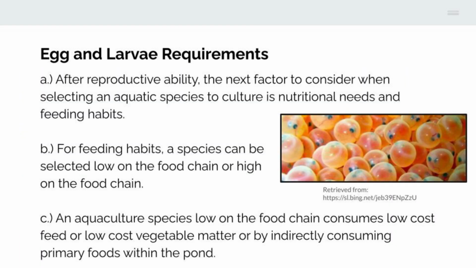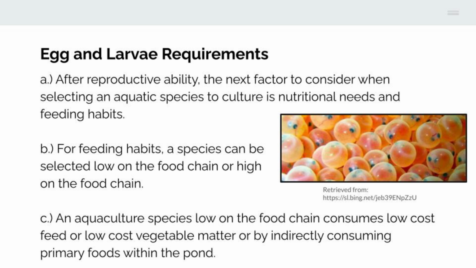After reproductive ability, the next factor to consider when selecting an aquatic species to culture is nutritional needs and feeding habits. Eggs and larvae require appropriate nutrition to develop properly. Understanding their feeding needs helps ensure high survival rates and strong growth performance. For feeding habits, a species can be selected that is low on the food chain or high on the food chain. Some species feed on lower trophic levels, such as algae or plankton, while others are carnivorous and require more expensive feed. Choosing the right species affects overall production cost.